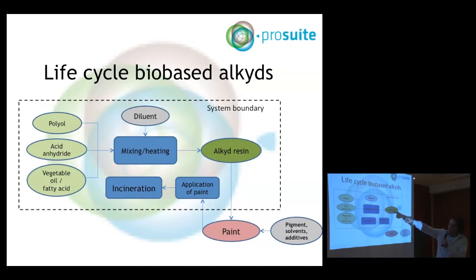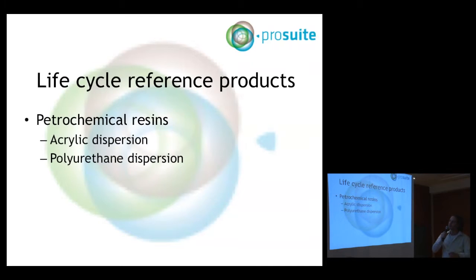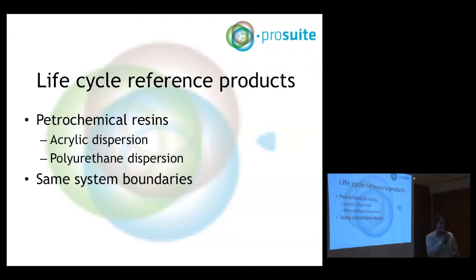Normally a paint is produced from that, but the production of the paint is not included in my case study. So we go directly to the application of the paint, in which we have volatile emissions, and then in the end, incineration of the resin together with the paint. The reference products are very similar. The petrochemical resins are an acrylic dispersion and a polyurethane dispersion. The system boundaries are the same, but the input materials differ.